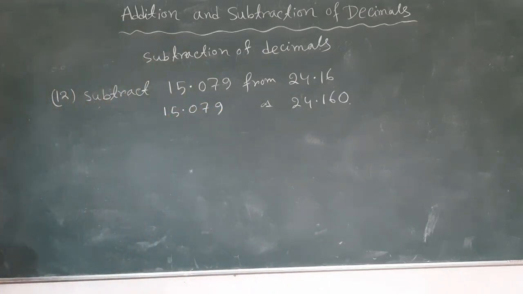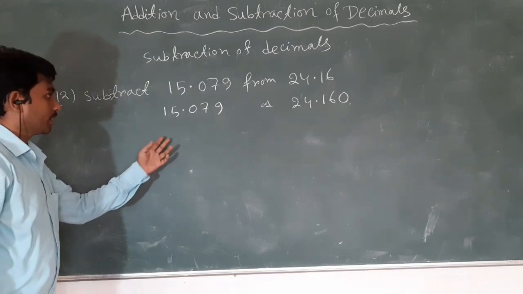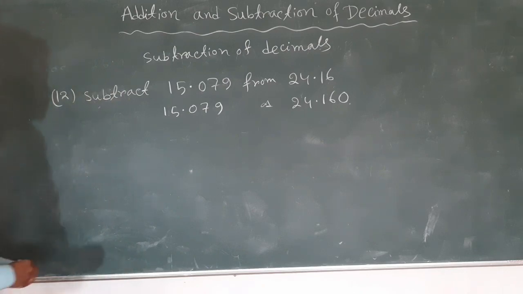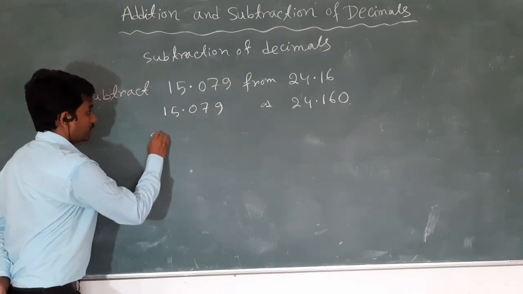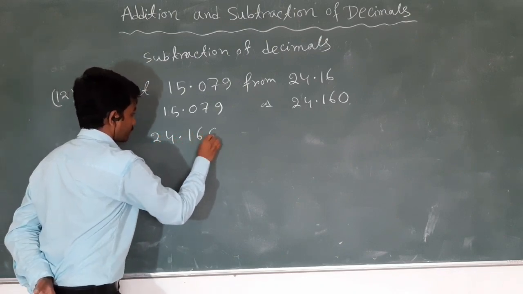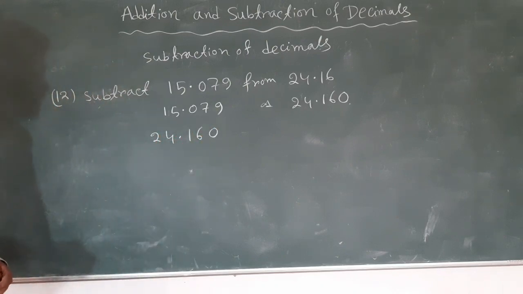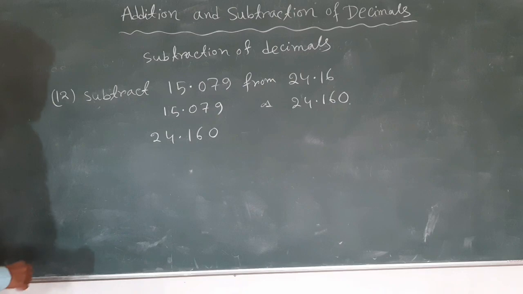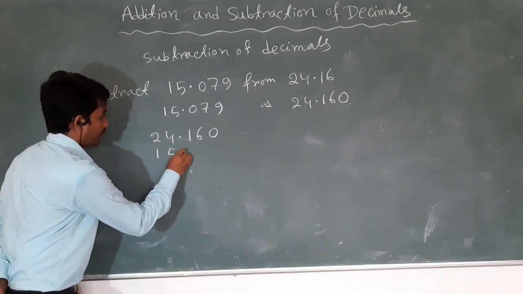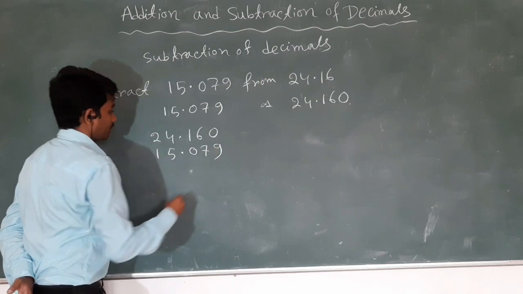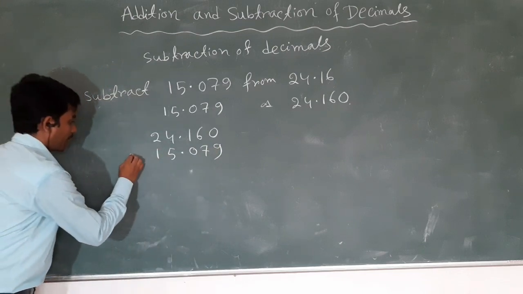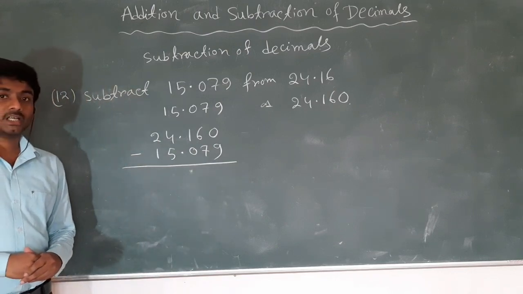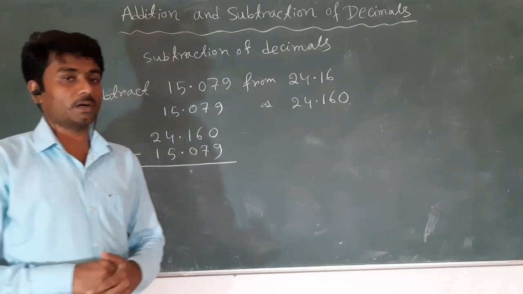Next, we subtract the smaller decimal from the larger decimal. So first we write the large decimal number, that is 24.160, and next we write the small decimal number below the large decimal number, 15.079, and next we give a minus symbol. Now we subtract as we do in the case of whole numbers.